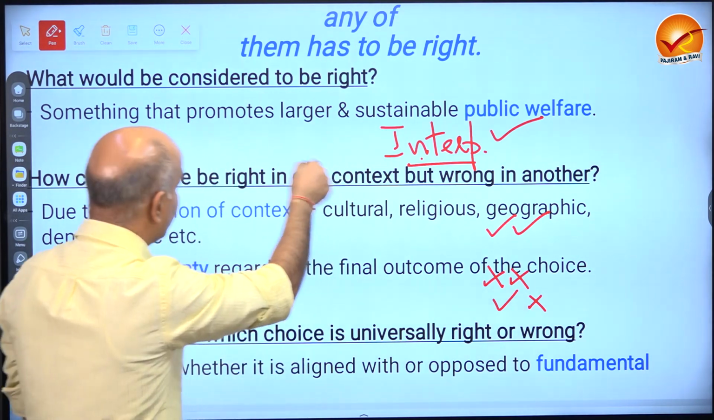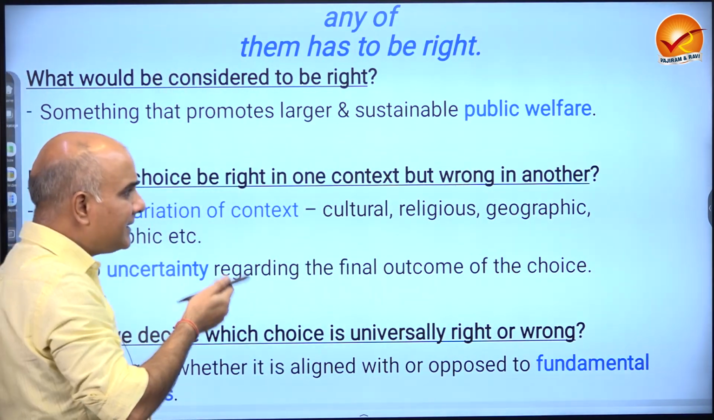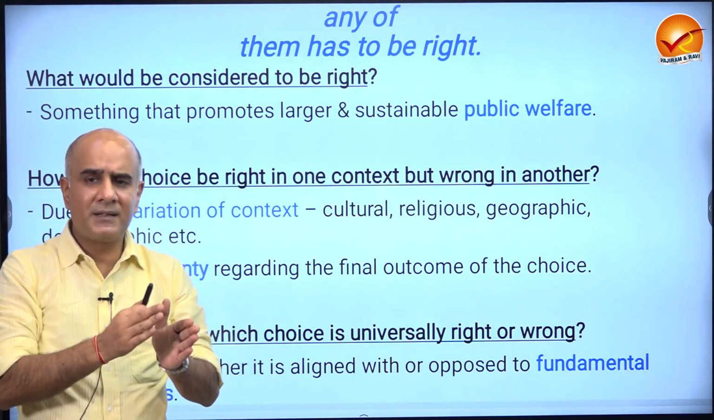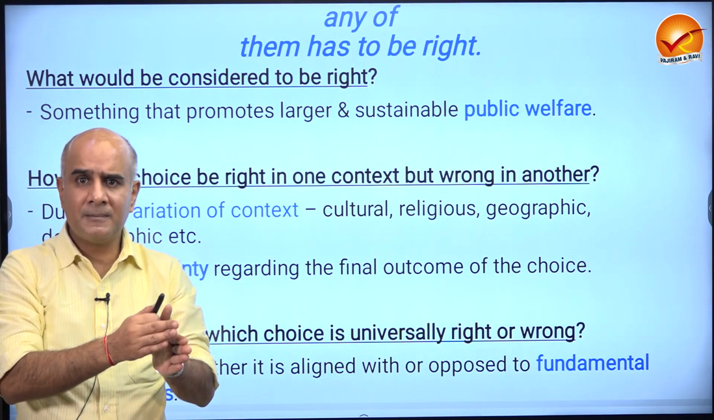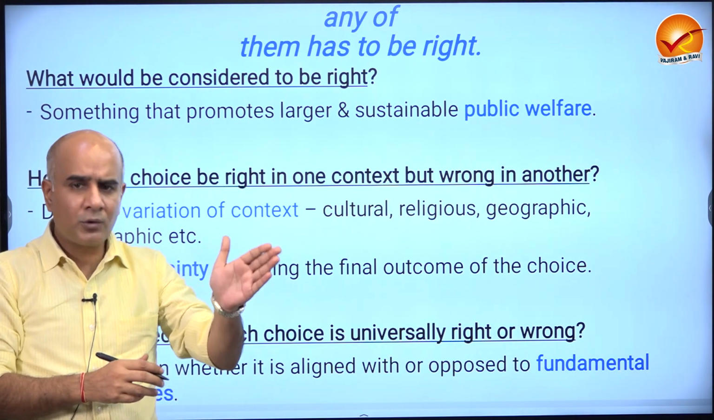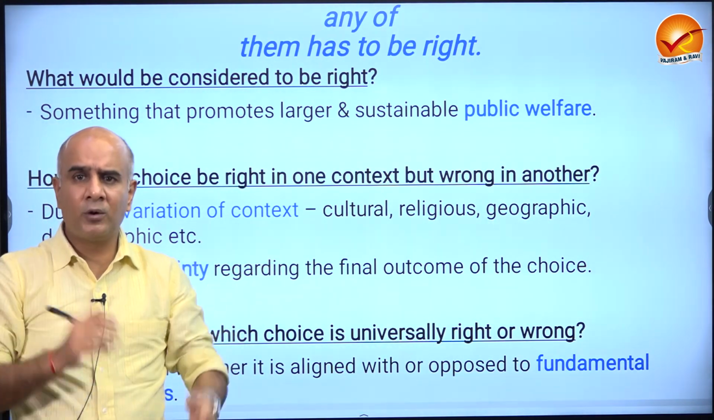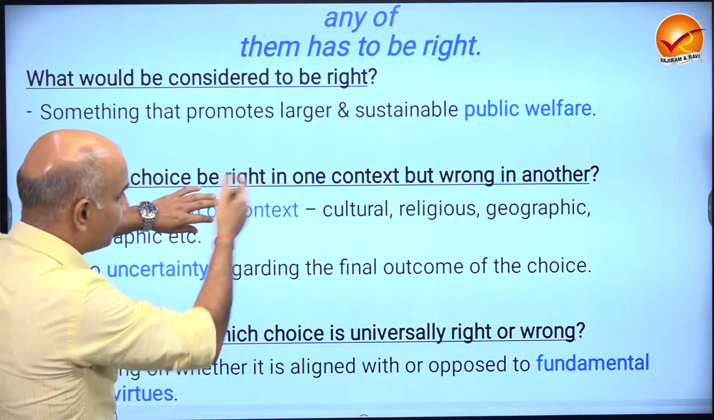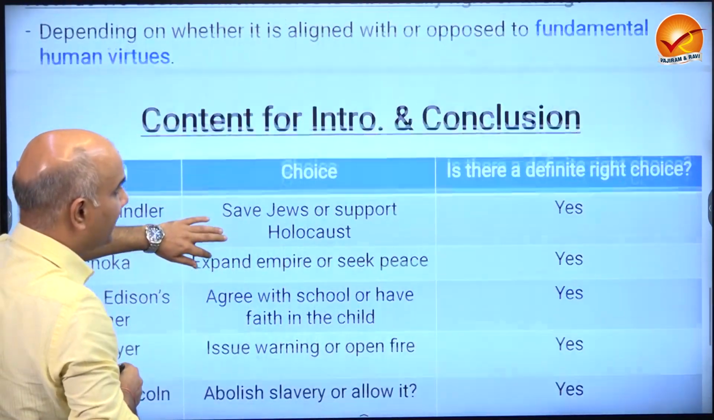Now, this is our interpretation, that it's not easy to tell what will be necessarily considered right or wrong in some circumstances. In other circumstances, it is absolutely clear that one choice is definitely right or one choice is definitely wrong. To understand this, here is what I write in my body paragraph number 1.